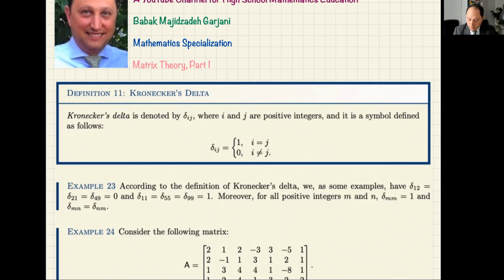In principle, if I ask you what is delta mm, I really don't need to know the value of m. As soon as I see that these are the same, I would say that delta mm is definitely 1. And of course it is clear that this is not sensitive to interchange of the indices. There is no difference between delta mn and delta nm. Why? Because there are two cases. If m is equal to n, the left-hand side is 1, the right-hand side is also 1. If m is not equal to n, the left-hand side is 0, the right-hand side is also 0. So it doesn't matter. These two symbols always match, regardless of the values of m and n. So this is a symbol which is not sensitive to interchanging the indices.